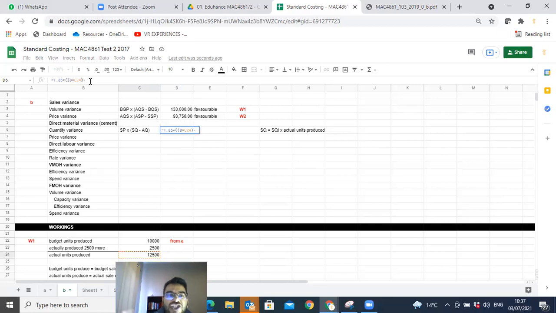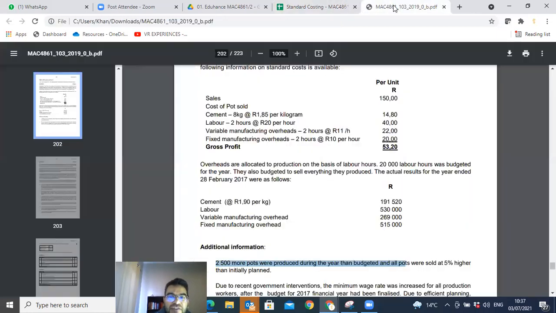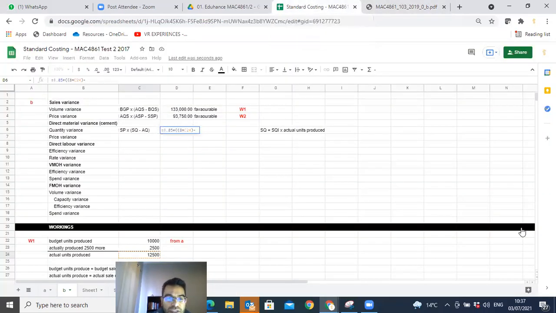Minus actual quantity. They never gave us actual quantity, but they gave us total price and they gave us price per kilogram. So therefore we can work out actual quantity.